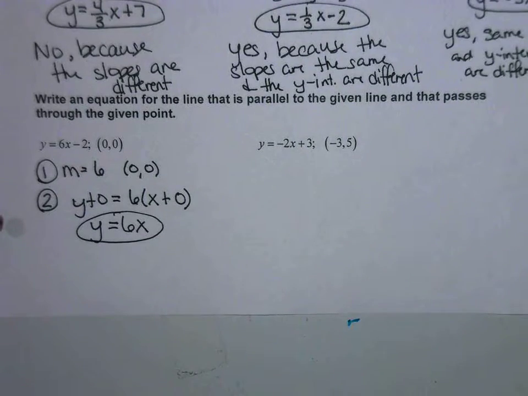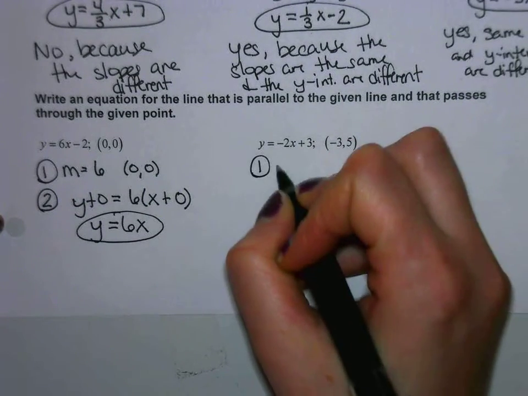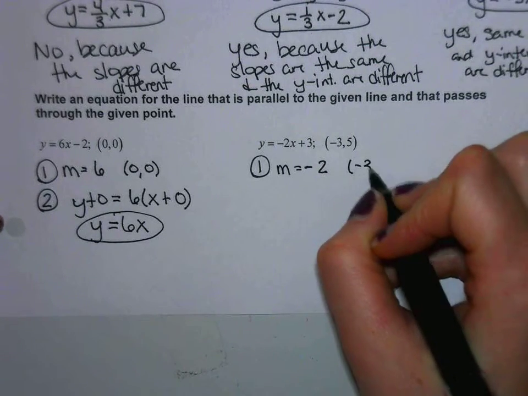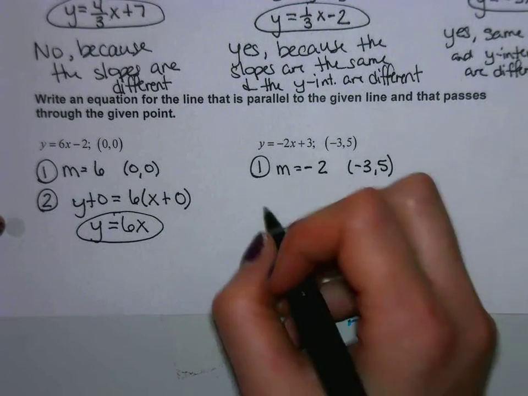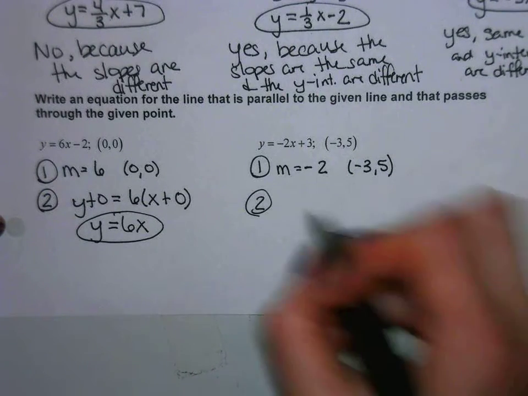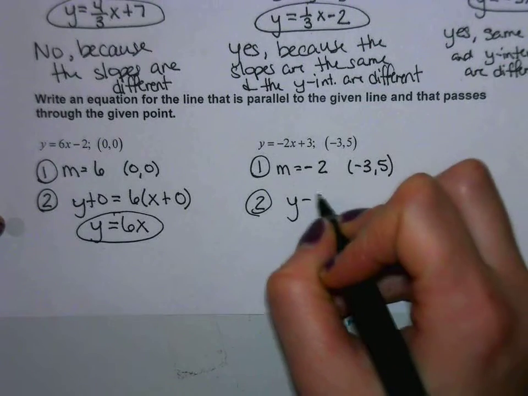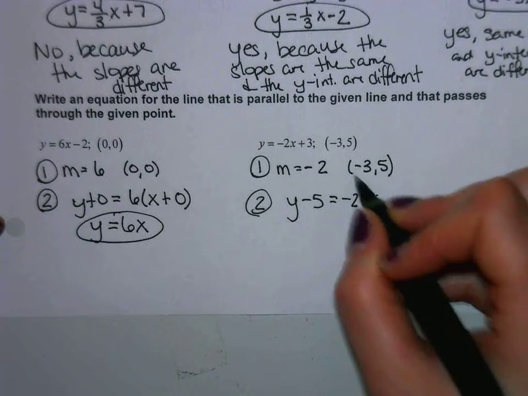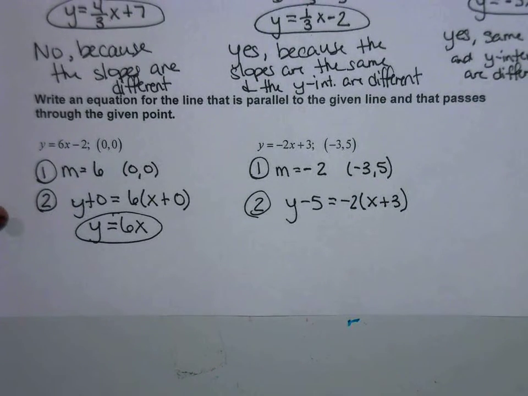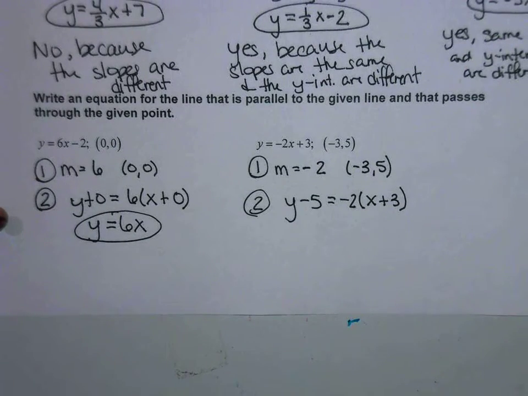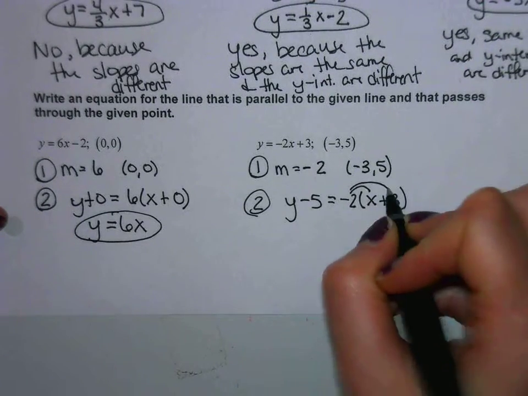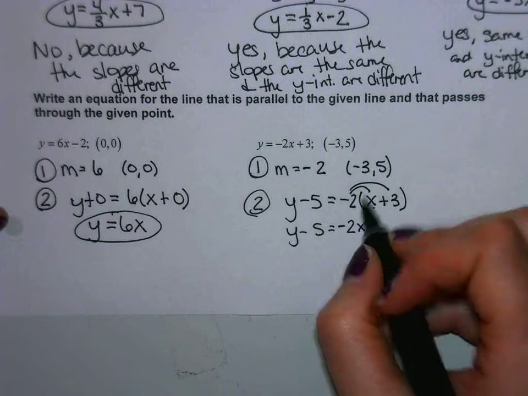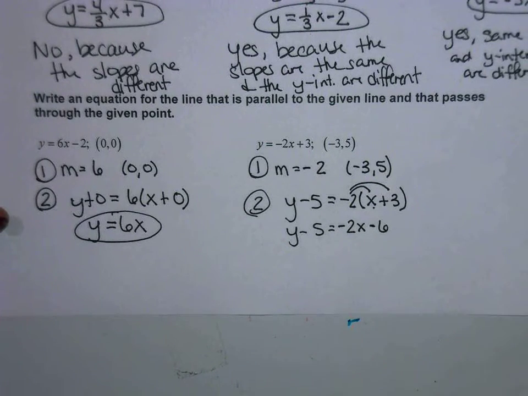So let's look at this last equation for the day. We know in order to be parallel to this equation, we need to have a slope of negative 2, and it needs to go through the point negative 3, 5. So to write this in point-slope form, y minus 5 equals negative 2 times the quantity of x plus 3. Now we can simplify this as well. So we want to distribute our negative 2. Negative 2 times x is a negative 2x. Negative 2 times 3 is a negative 6.